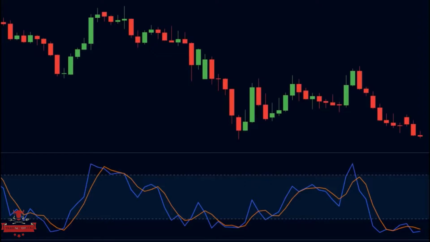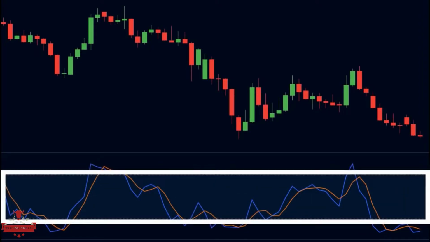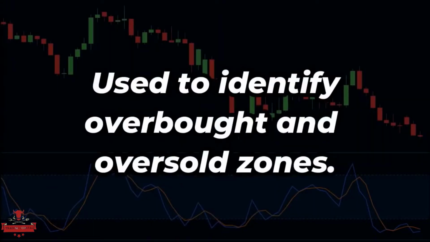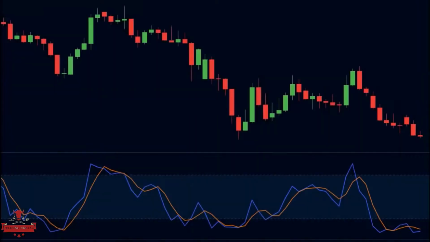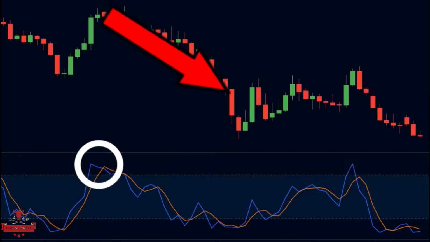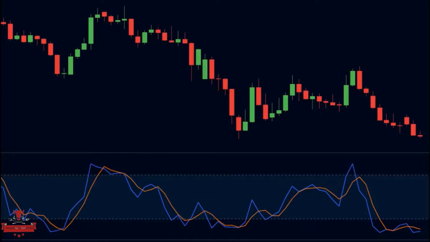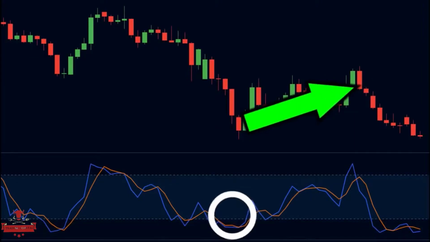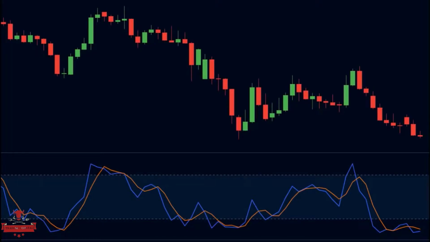Other than these two lines, we have also marked this zone in the middle of the indicator from the 80 level to 20 level. Just like the RSI, the stochastic indicator is also used to identify overbought and oversold zone. When the stochastic goes above the 80 level, it is regarded as an overbought area, and we expect the price to make a short-term down move. Similarly, when the stochastic goes below the 20 level, it is regarded as an oversold territory, and we expect a short-term up move.